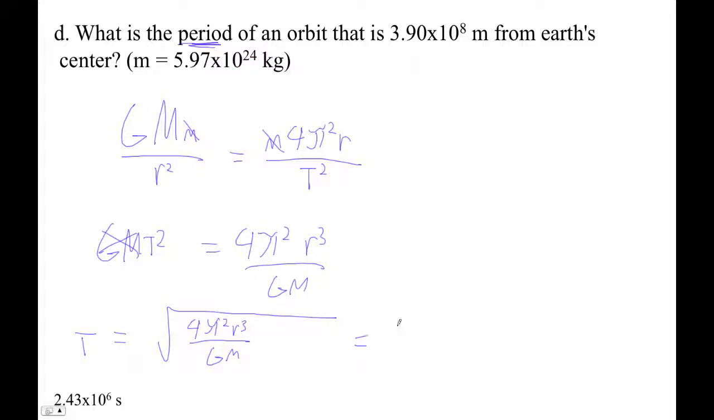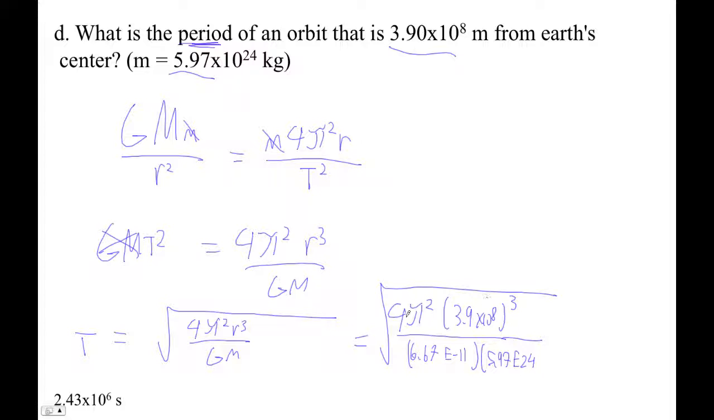So that is 4 pi squared. Our r is this, right? 3.9 times 10 to the 8th, to the third, don't forget that, over 6.67 e minus 11. I'm using all this mixed stuff. These times 10 to the and e mean the same thing, right? And then our mass is this, right? 5.97 e24. And then it's the square root of that. I could pull this out, by the way, make it 2 pi outside, but I'm not going to.